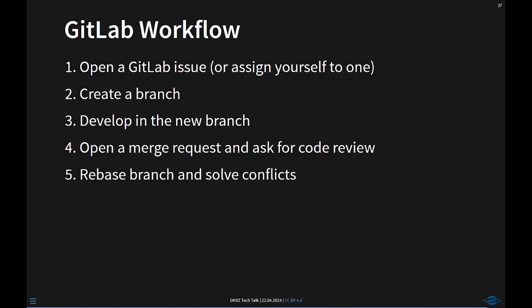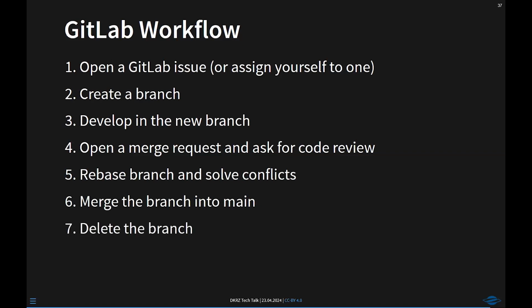And when there is a need for rebasing the branch, you also need to solve conflicts and fix them. And then if everything is fine, you merge the branch into main. The branch will be deleted, and then at the end, you close the GitLab issue.